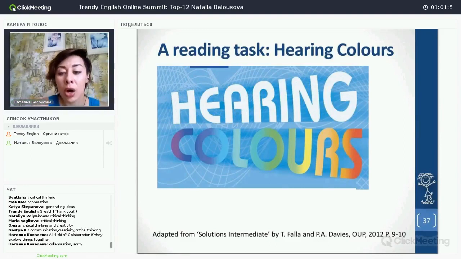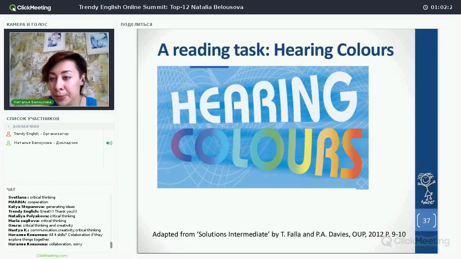So on pages 9 and 10, you can find a very interesting text in this book. Again, a fantastic text and a very interesting piece of information, which is called Hearing Colors. So even if you look at the title, it's already quite interesting. There is something to talk about here. So the name of the text is Hearing Colors.